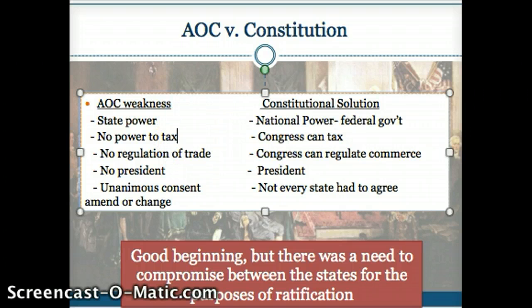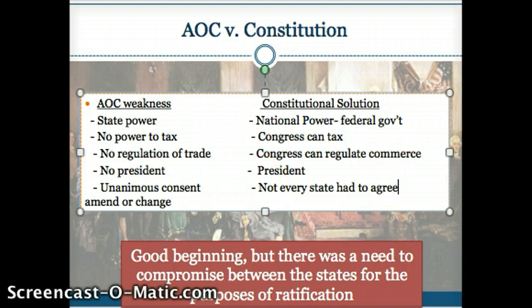No power to tax? Congress can lay taxes or levy taxes. No regulation of trade? Congress will be able to regulate commerce between states and between the United States and foreign countries. You have a commander-in-chief. You have a head diplomat. You have a head of state that is going to be able to enforce law. And not every state had to agree.